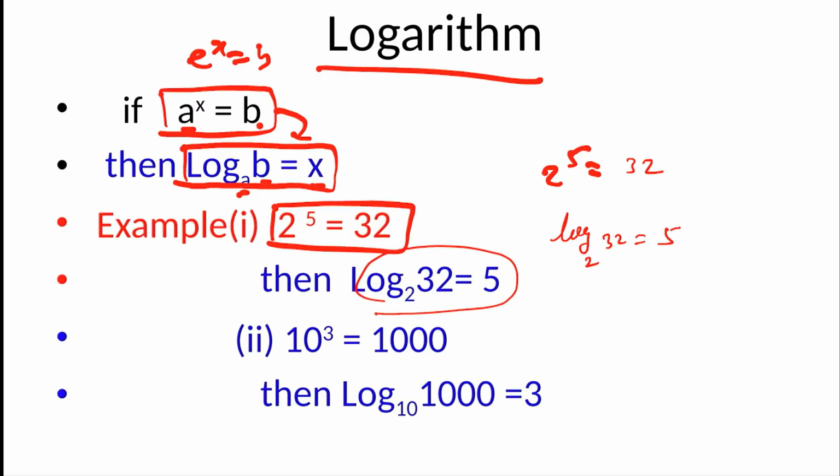Suppose the second question is 10 power 3. 10 power 3 is equal to 1000, but take log here. So log base 10 of 1000 is equal to 3. Okay, simple thing. This 3 is going that side, and here the b is going this side. Understood? Simple thing. So these are the logarithm.